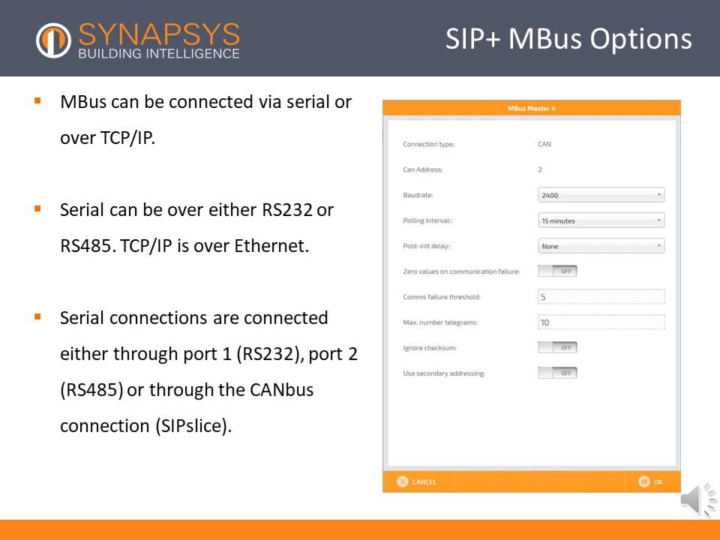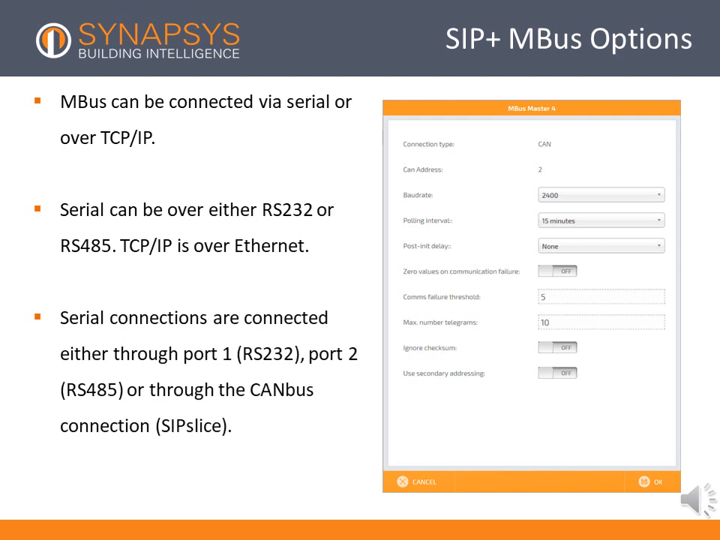As mentioned before, the SIP slice option will become available as slices are connected across the DIN rail to the SIP plus. In the COM settings options for MBus, when using a serial connection, various settings need to be configured as per the meter manufacturer documentation. Polling interval can be set to poll the meter as often as is required. As MBus meters can be battery powered, slowing down the polling interval can ensure the battery lasts longer.